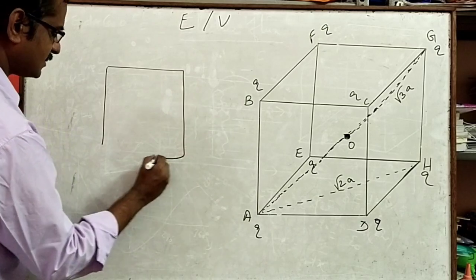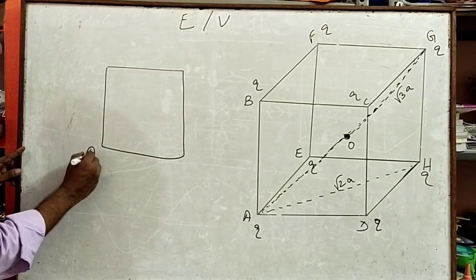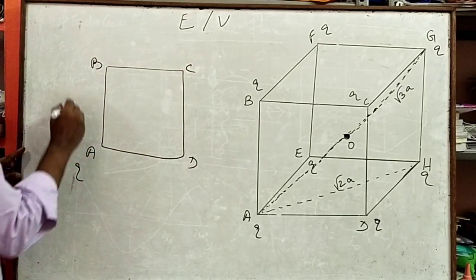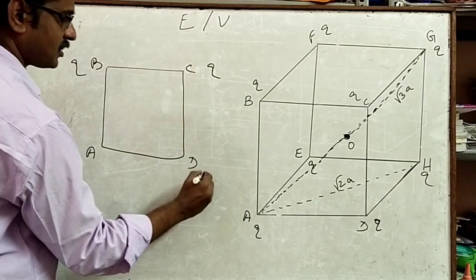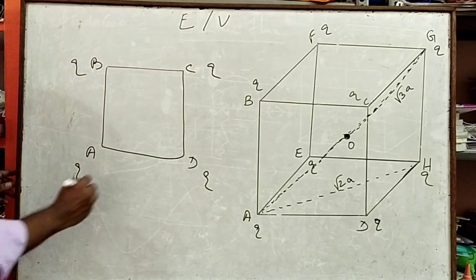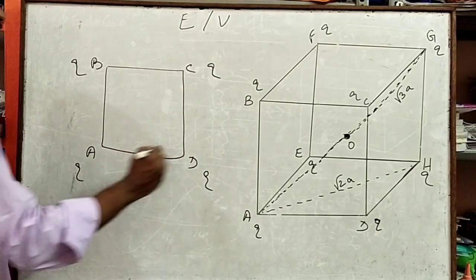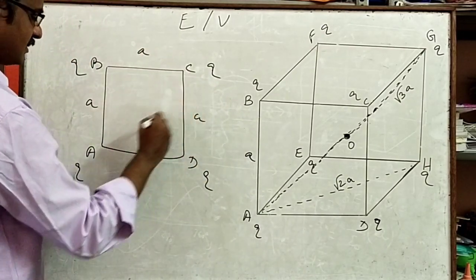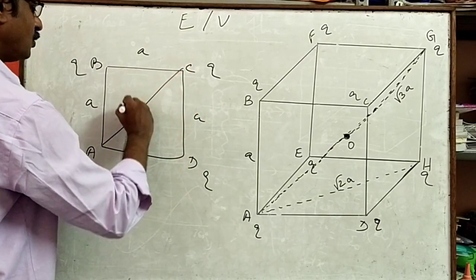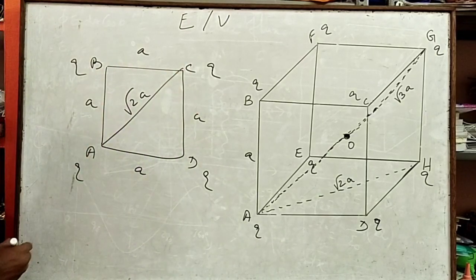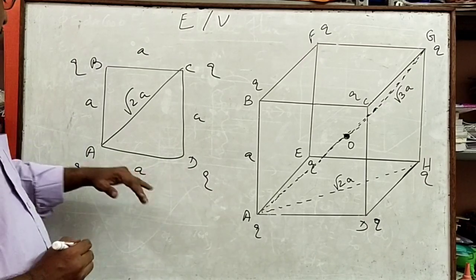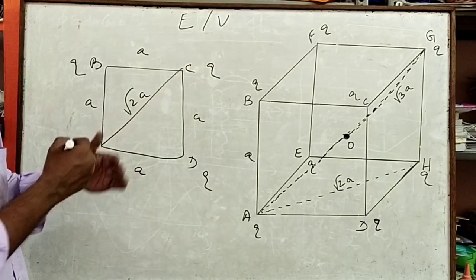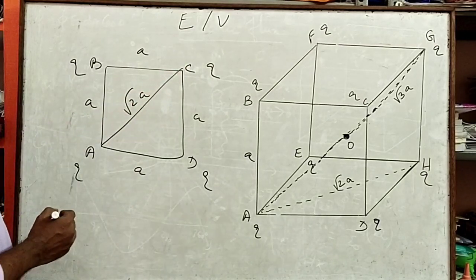Imagine this is a square A, B, C, D. Imagine you have positive charge Q at each corner. Let the side be A. Then the diagonal will be root 2 times A. You can apply Pythagoras theorem: AC square is equal to AD square plus DC square. Then you get the diagonal as root 2 times A.